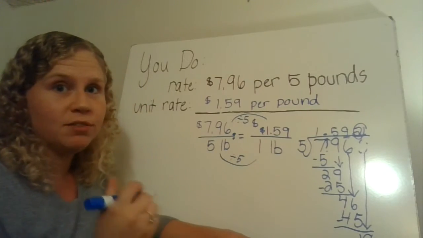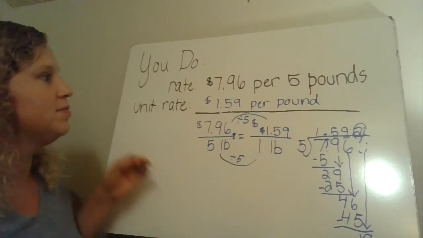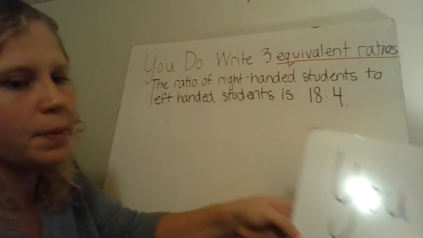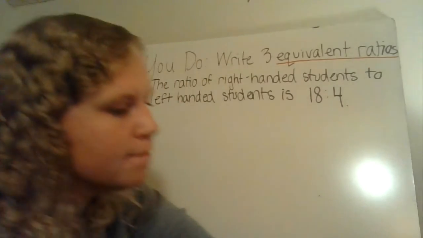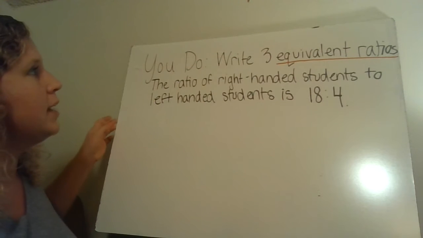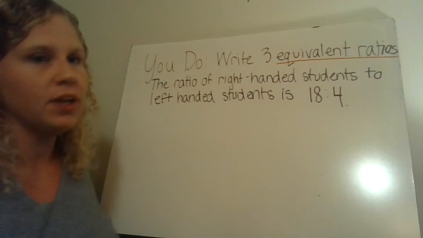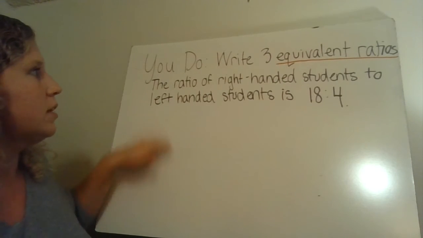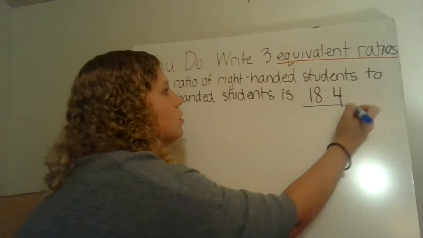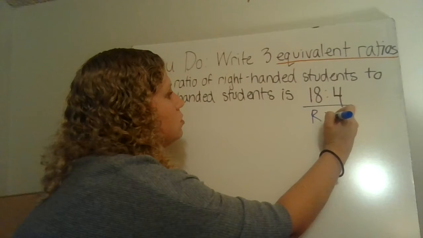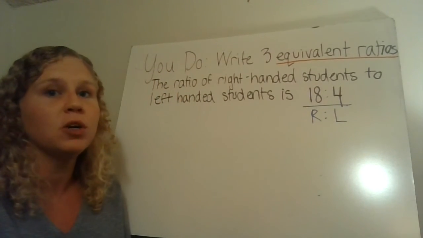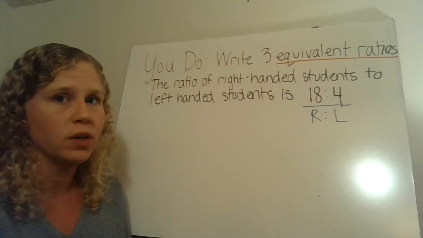Hopefully you got that right. If you did, give yourself a smiley face. Now, I want you to go ahead and write 3 equivalent ratios. The ratio of right-handed students to left-handed students is 18:4. So again, I'm talking about right-handed students to left-handed students. Pause the video now and please come up with 3 equivalent ratios for 18:4.